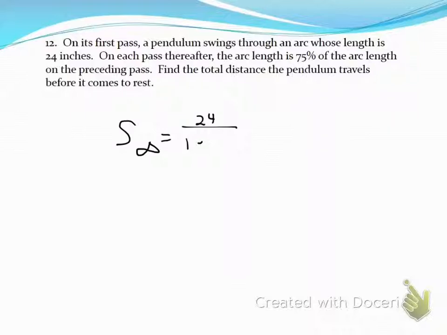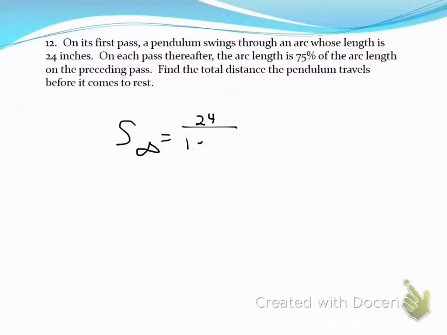You've got to be careful. The arc length is 75% of the previous, so you're going to multiply by 3/4. I didn't say 25%. I know what you guys are thinking. You're thinking of that percent growth, that 8% from the time before. I'm telling you it's already 75%. How do you get 75% of something? You multiply it by 3/4, don't you?